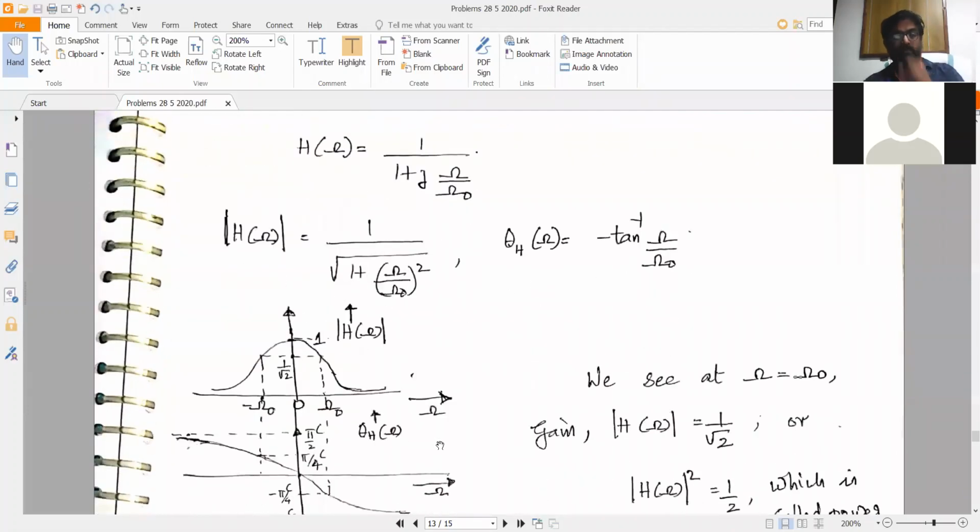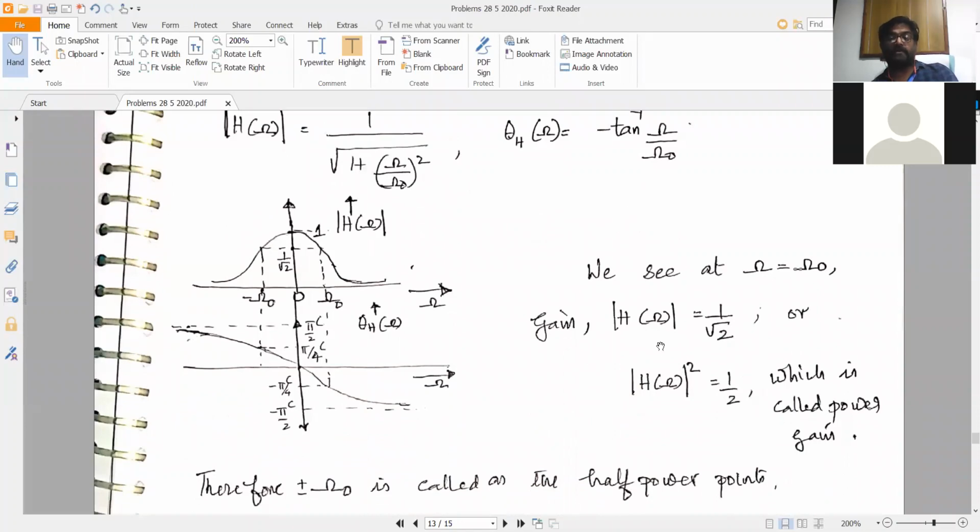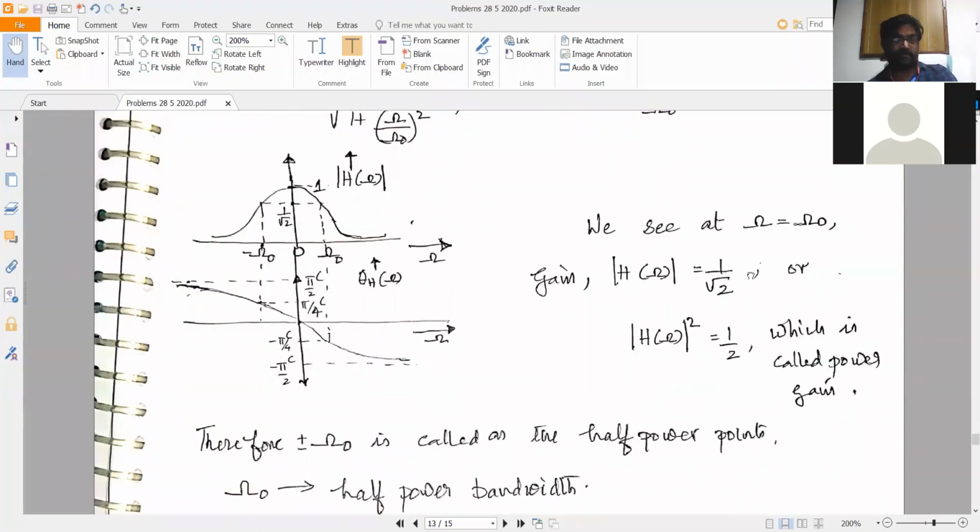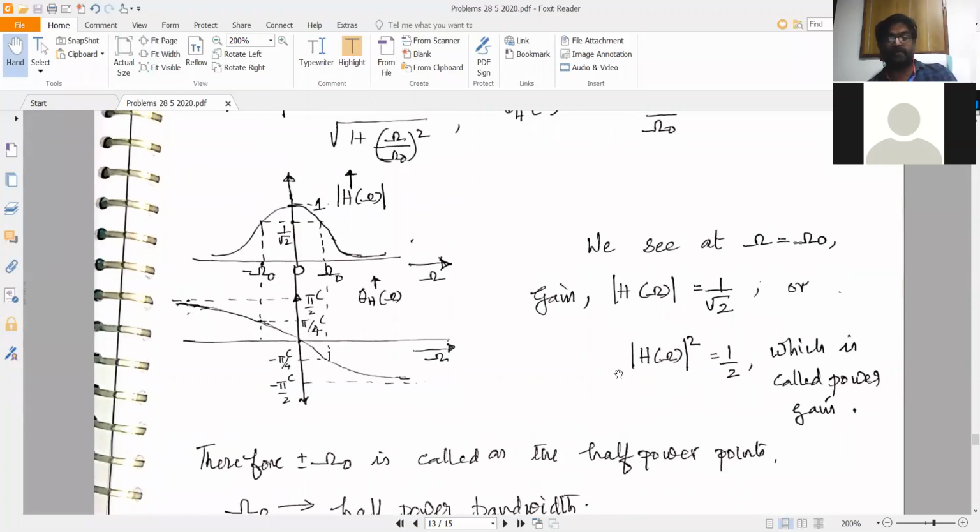Now, at omega equal to omega 0, equal to 1 by RC, what would be the gain? That would be equal to 1 by root of 1 plus 1, which is equal to 1 by root 2. So at omega equal to omega 0, the gain modulus of H(omega) is equal to 1 by root 2, which also means that modulus of H(omega) the whole square is equal to 1 by 2, which is called the power gain. So the power gain is equal to 1 by 2 at omega equal to omega 0.